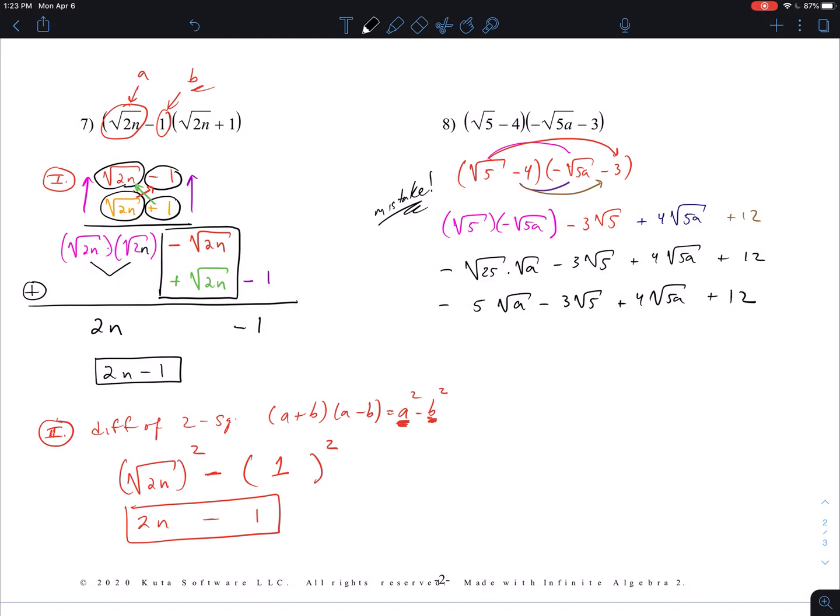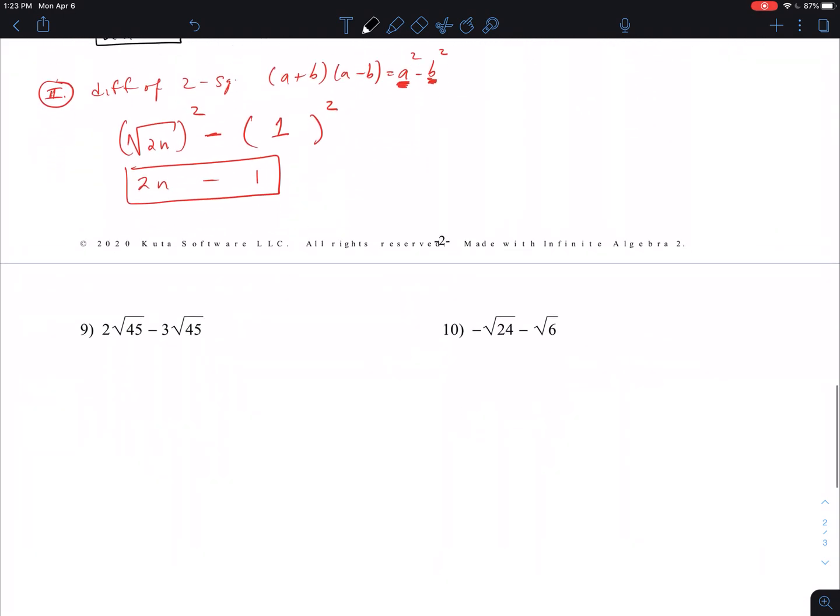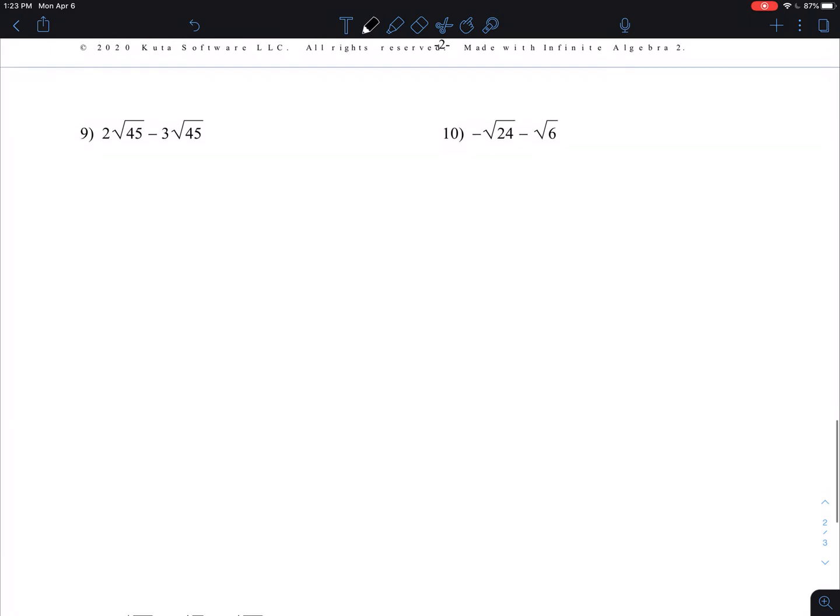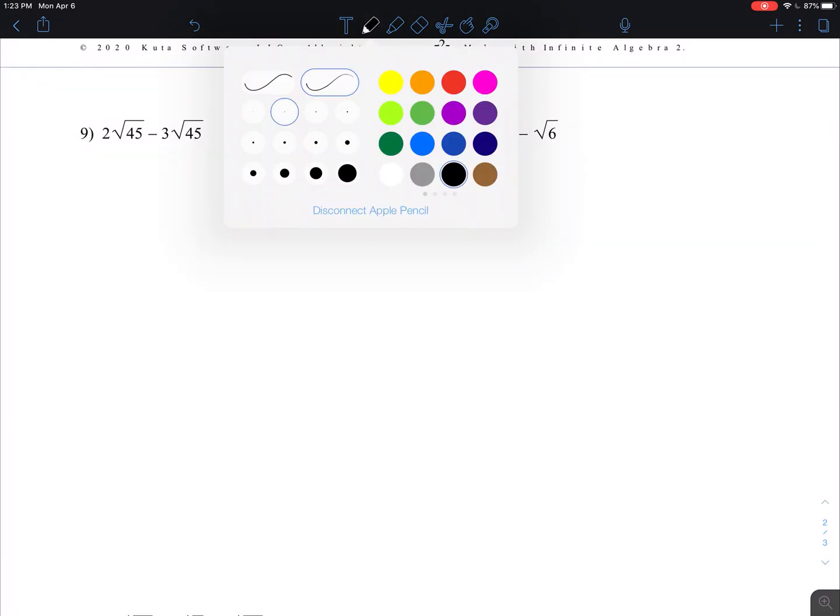And unfortunately, that is actually the answer, because we can't combine anything else. There's nothing else to combine. Sorry about that distribution thing. I messed up with that one little a, and we just corrected it. All right, now let's go on to just combining.